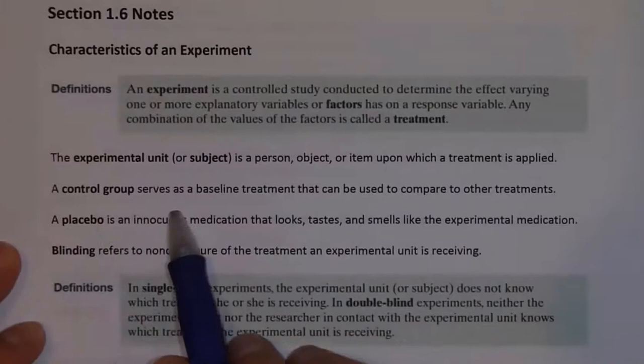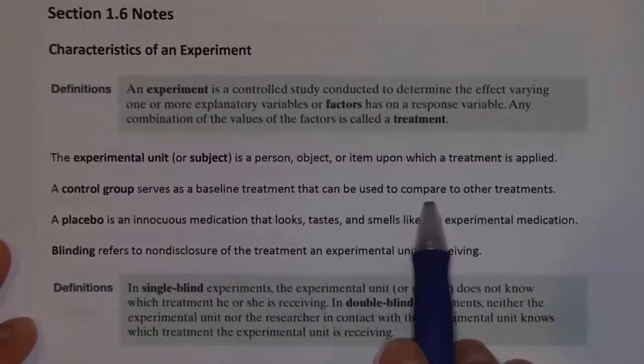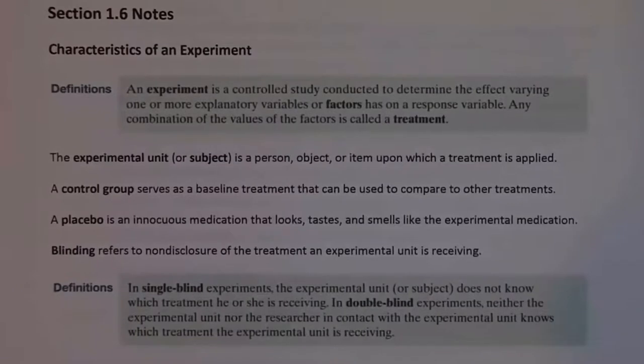A control group serves as a baseline treatment that can be used to compare to other treatments. So always in an experiment, we have at least one treatment group. So a treatment group is a group who is receiving an actual treatment. The variables are being manipulated, or there are the factors that are being manipulated. A control group is a group where the factors are not being manipulated. So we can compare the treatment group against the control group to see if there's any kind of difference. So again, the control group is kind of like our baseline that we're going to be measuring against.